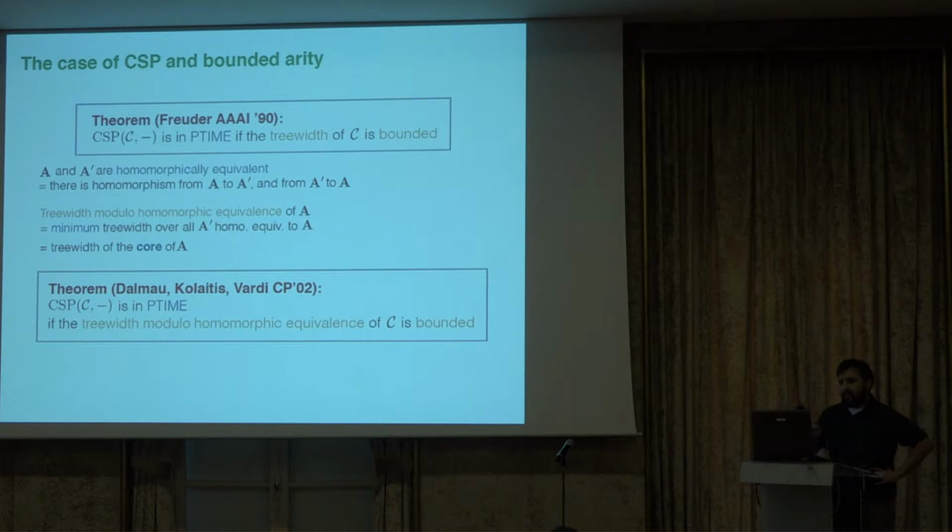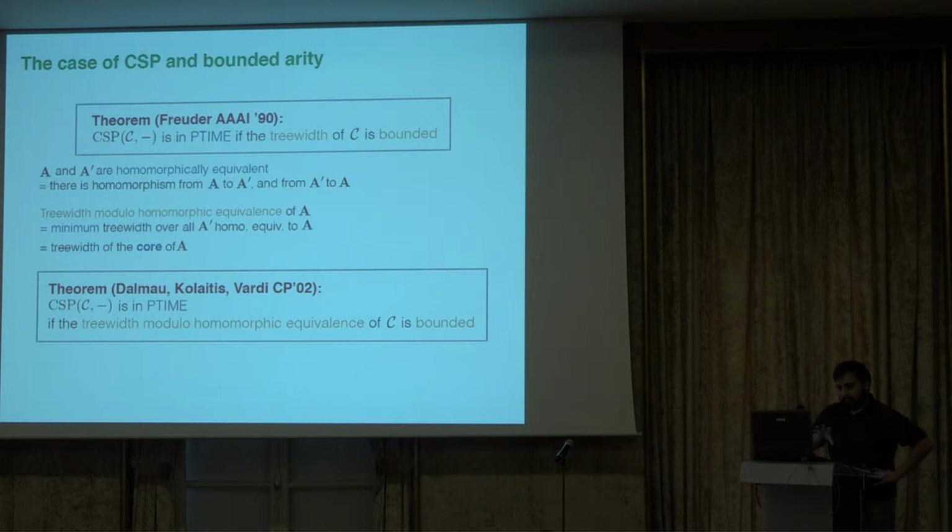So of course, this quantity is going to be smaller than the tree width. And it is also known that this quantity is realized in a particular structure, which is the core of A. The core is the minimal substructure of A that is equivalent to A, right? It is known that it exists and it is unique. So this quantity is precisely the tree width of the core of A, okay?